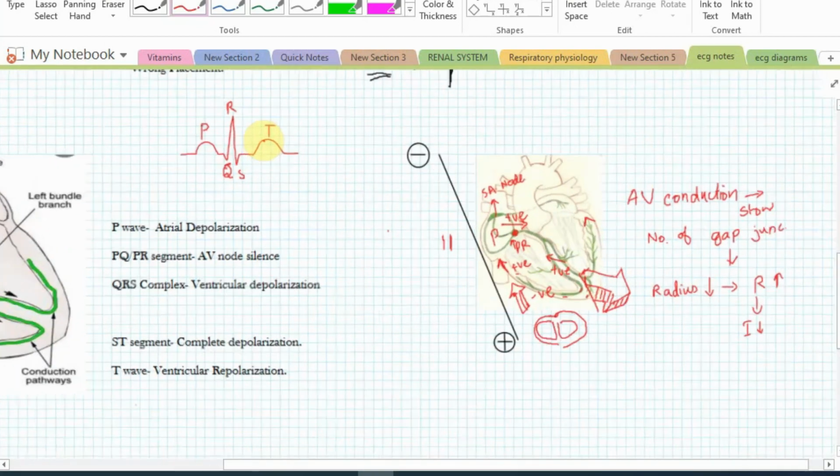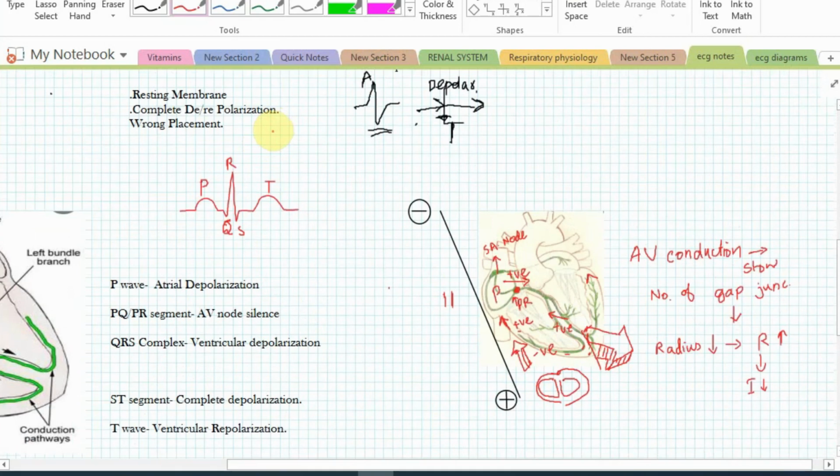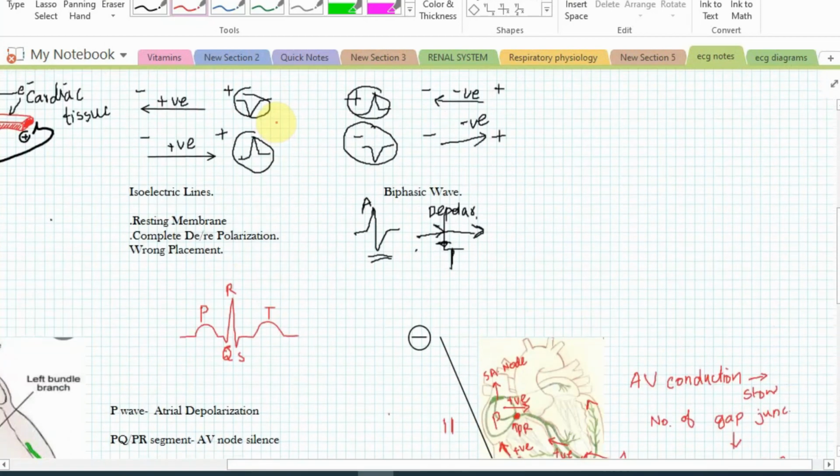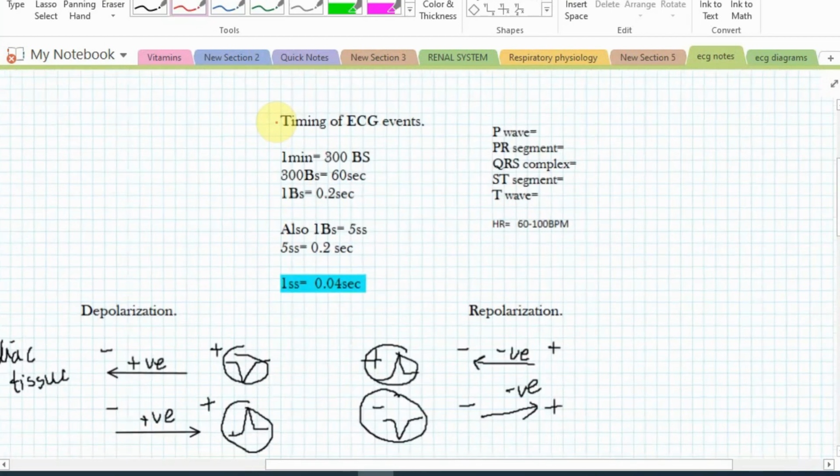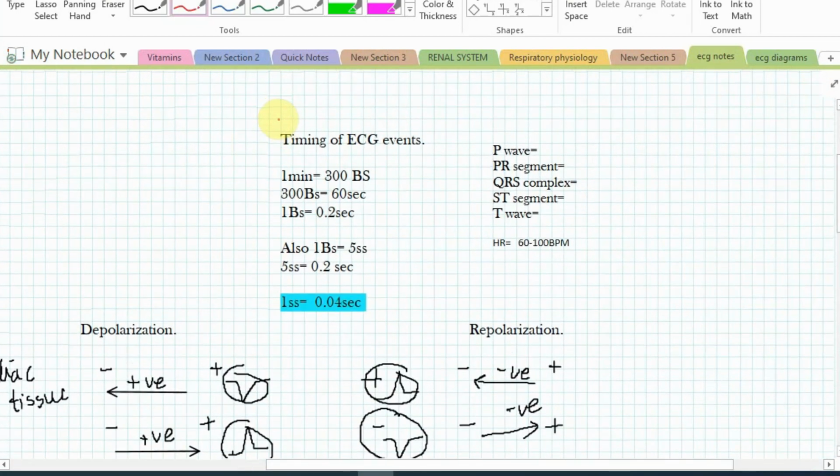Now, going further, if you want to know regarding the timing of various events in an ECG paper, the different timing of ECG events.